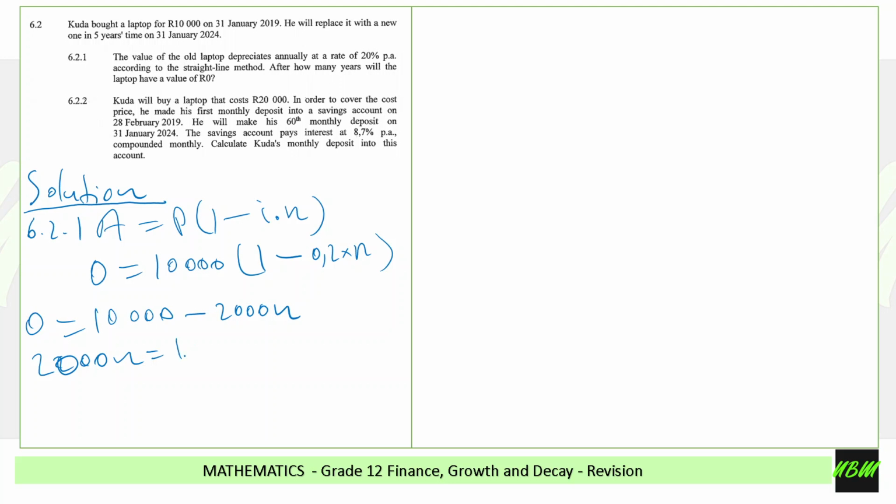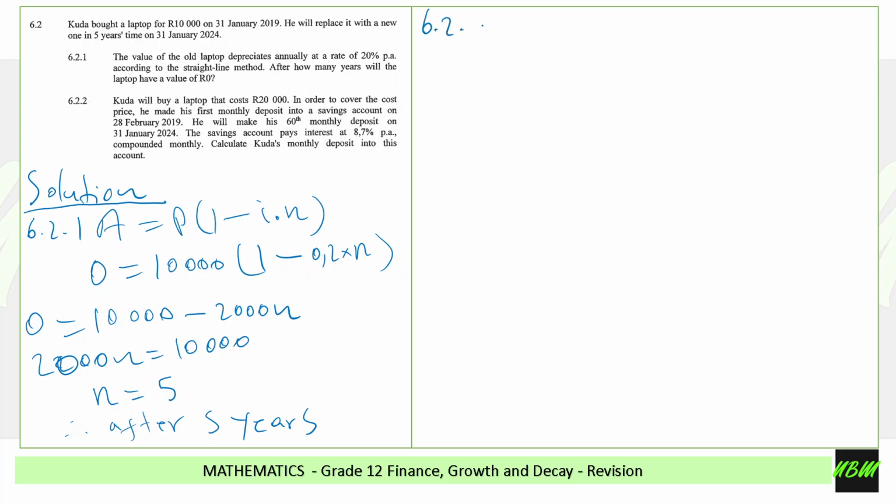2,000n equals 10,000. Then 10,000 divided by 2,000 will give us 5. Therefore n equals 5. Therefore the question, after how many years will the laptop have a value of 0 rands? It will be after 5 years.